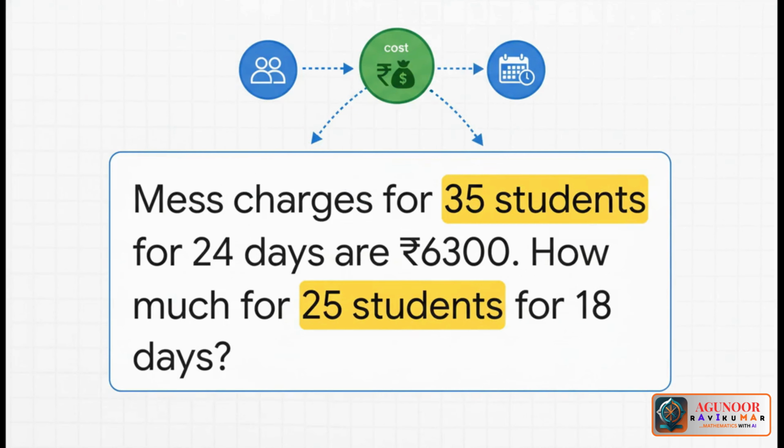Whoa, look at this problem. The total cost depends on two different things: how many students there are and for how many days. The trick here is to just break it down into smaller pieces. You'd figure out the relationship between cost and students. That's direct. Then you'd figure out the relationship between cost and days, also direct. Then you just combine those two relationships to get the final answer. We're not going to solve the whole thing right now, but that's the big idea. Turn a complicated problem into simple parts you already know how to do.